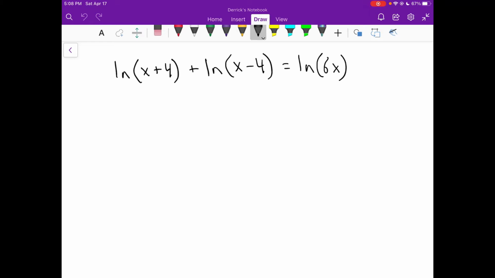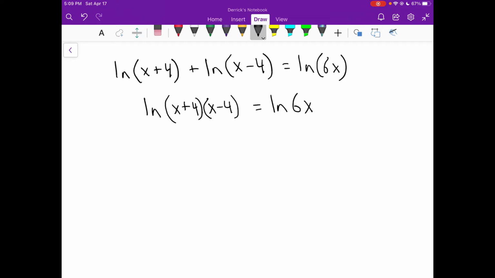But if we think back to our properties of logarithms lesson that we did earlier, we know that we could take those two logs on the left side and condense them into a single natural log. There is addition between those two logs, and addition between two logs condenses into multiplication, meaning I could rewrite the left side as a single natural log of x plus 4 times x minus 4. And that's equal to the natural log of 6x.